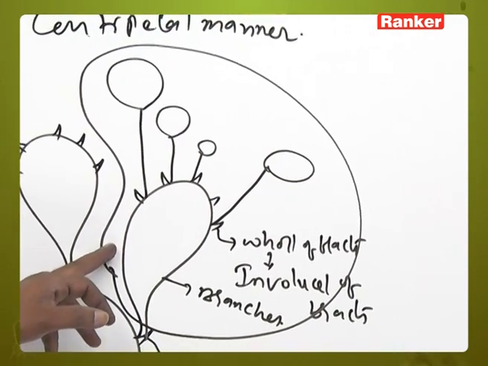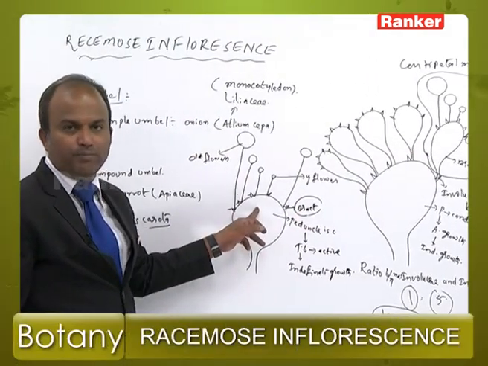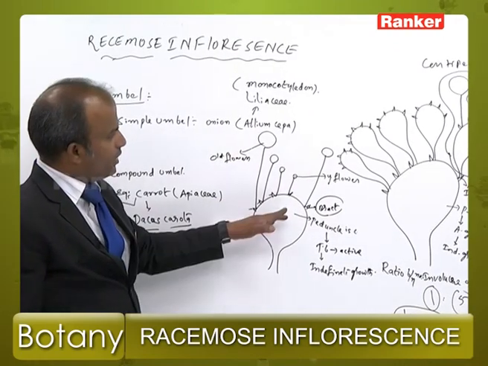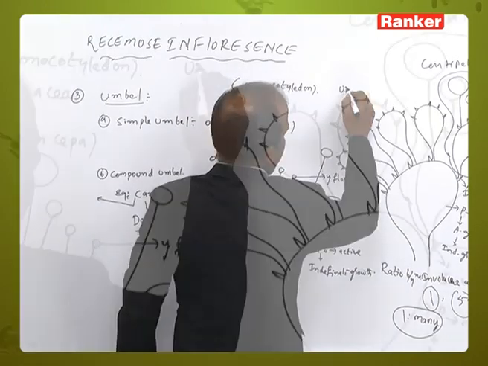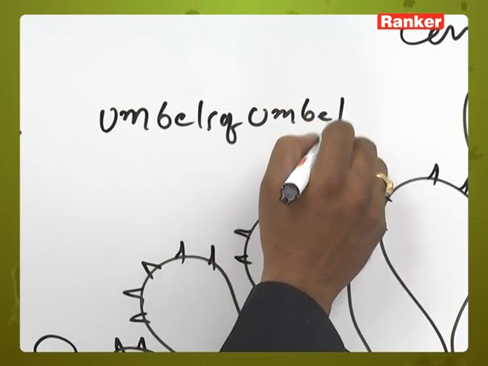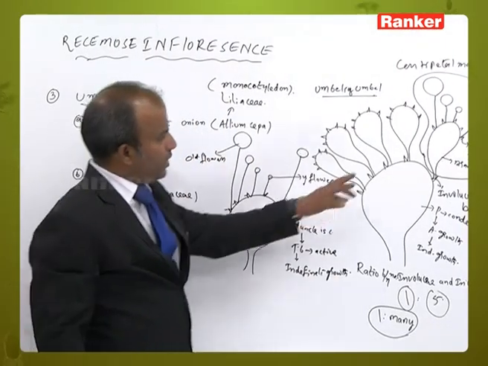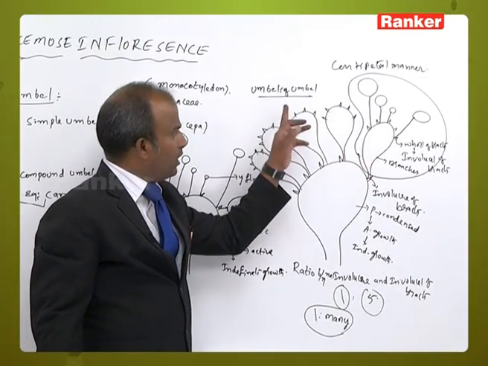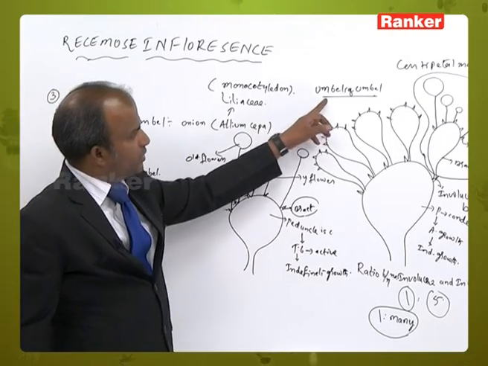Each branch of a compound umbel resembles a simple umbel. So can we call this compound umbel an umbel of umbels? Yes, it is called umbels of umbel. Why? Because each branch of the compound umbel resembles a simple umbel, so it is called umbels of umbel.